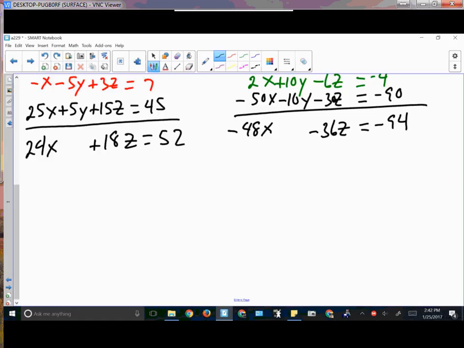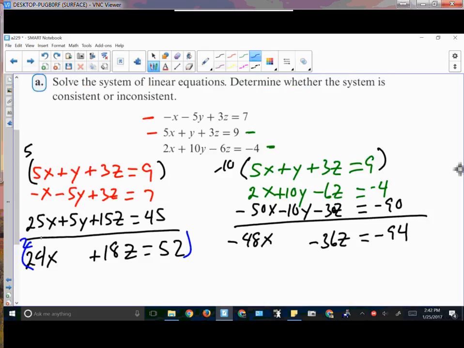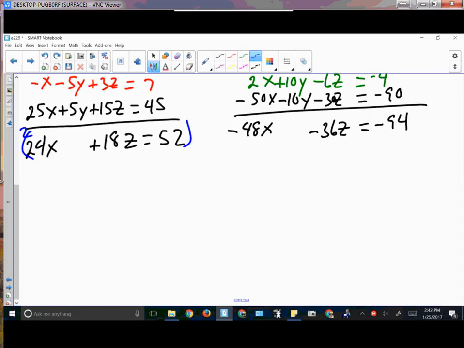So I look at this and I say, what should I get rid of now? And I think I'm going to get rid of my x's here because this is a 24x, that's a negative 48x. It's double, right? So we are going to take this equation here and multiply through by a 2. So 2 times 24 gives me 48x. 2 times 18 gives me 36z, correct? It's plus 36z. 2 times 52 gives me 104.